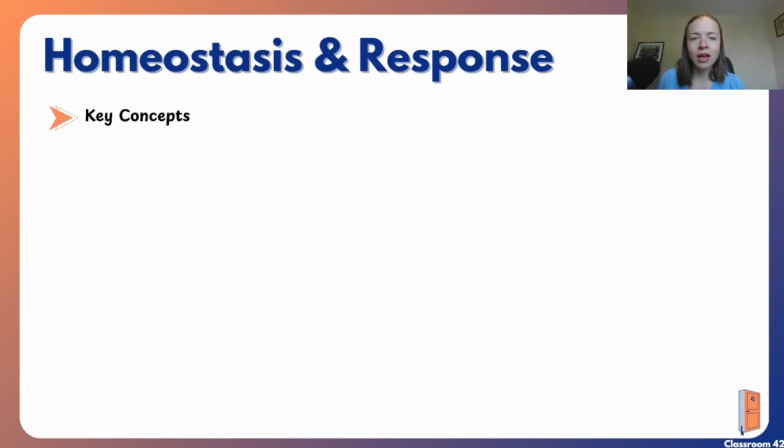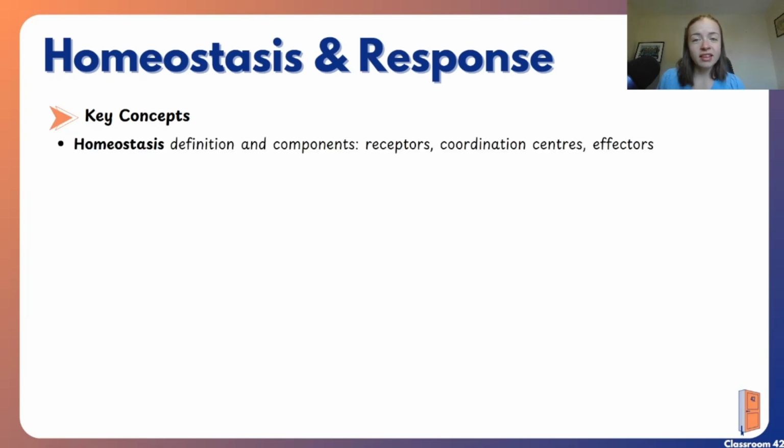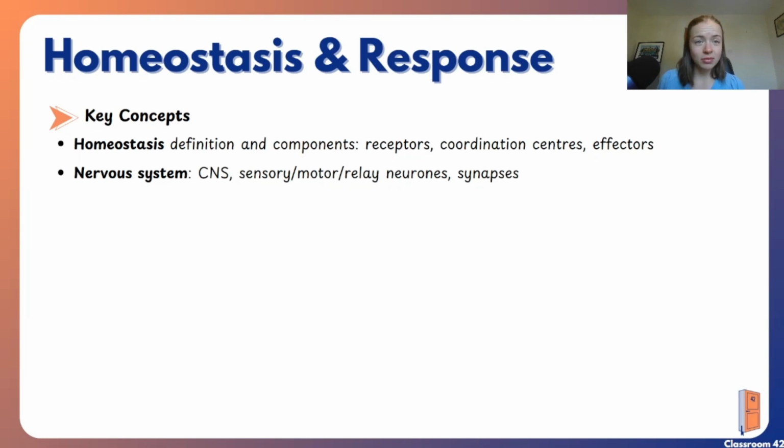So for the key concepts for homeostasis and response, so the homeostasis definition and the components of them, so receptors, coordination centers and effectors. The nervous system, so understanding what the central nervous system is, the role of sensory, motor and relay neurons and synapses as well.